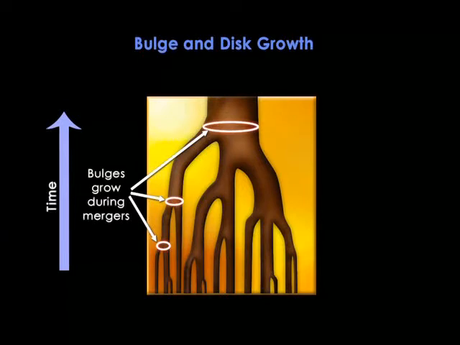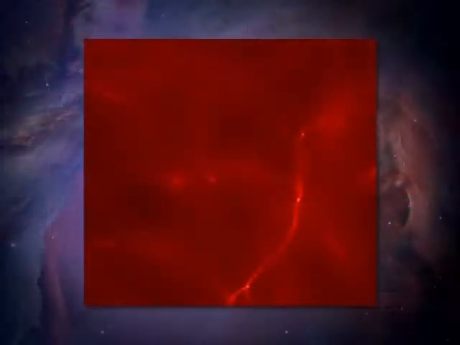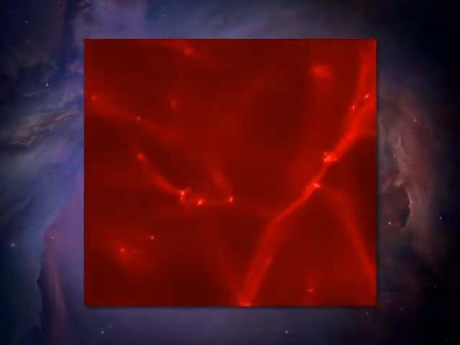But what about galaxy disks? Disks are thought to grow during the relatively quiet times between mergers. They involve a more gentle acquisition of gas that falls in from the surroundings. Here's a movie that shows the growth of a gas disk across several billion years. The movie shows only the gas, even though stars and dark matter are also in the calculation.